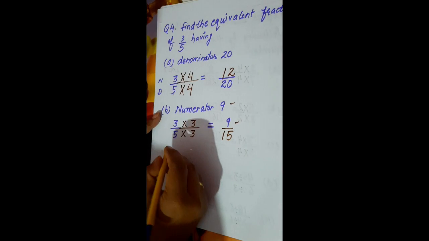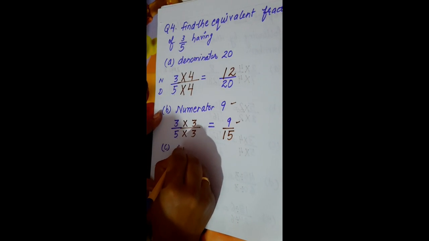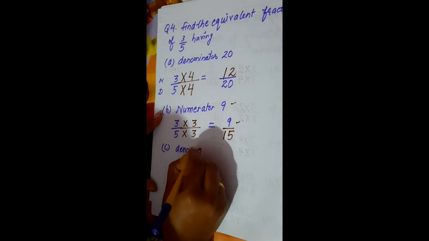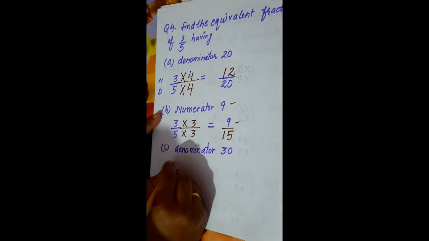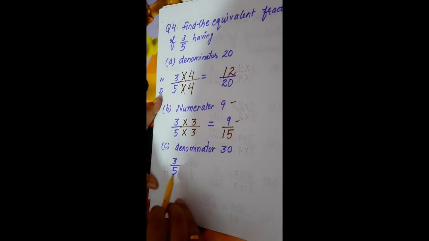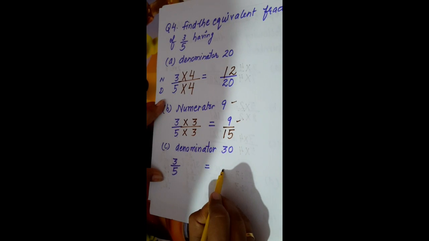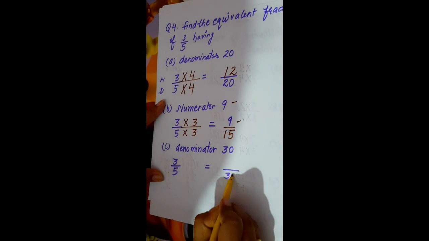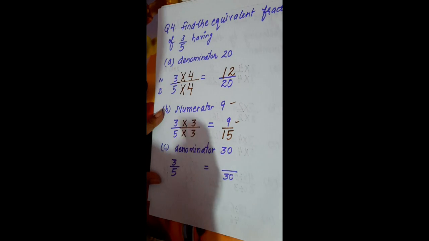Now next I have C part. Here in C part you have to find the equivalent fraction with denominator 30. Now I have this fraction 3 upon 5. Now you have to find the equivalent fraction of 3 upon 5 having denominator 30. So I write 30 in the denominator. And I have to find the equivalent fraction.